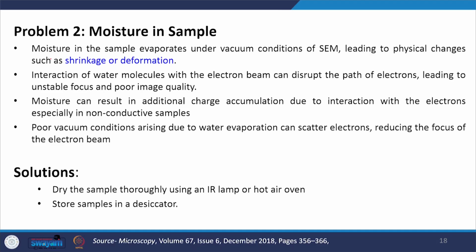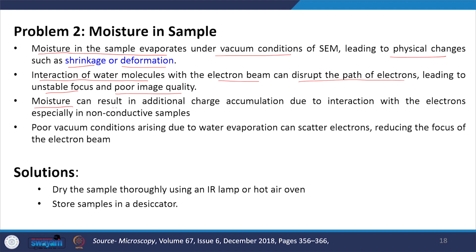The next important challenge is moisture in the sample. If there is moisture in the sample, it will evaporate under the vacuum condition of the SEM, which leads to physical changes such as shrinkage or deformation. And the interaction of water molecules with the electron beam can disrupt the path of electrons, which leads to unstable focus and poor image quality.